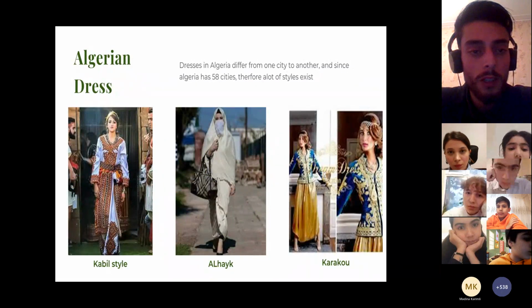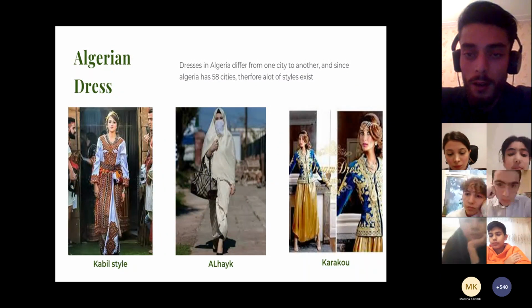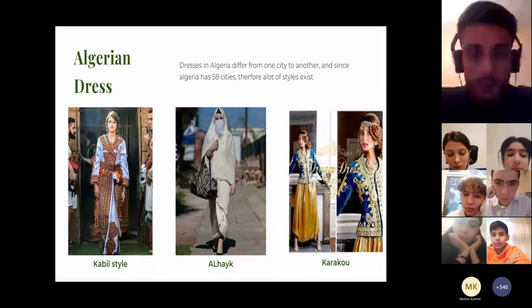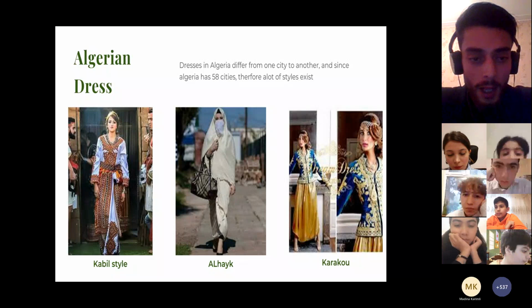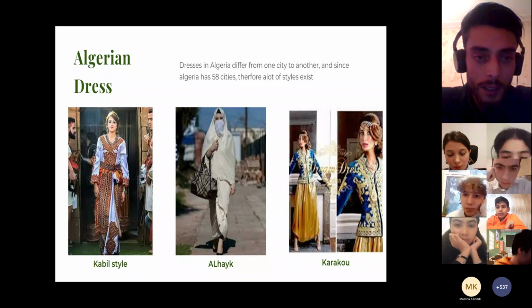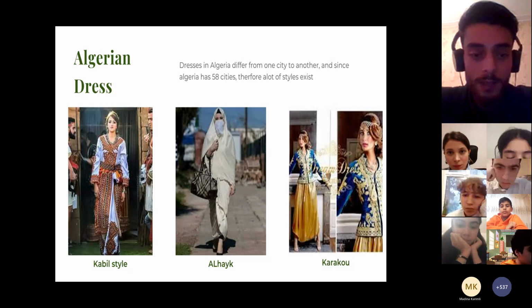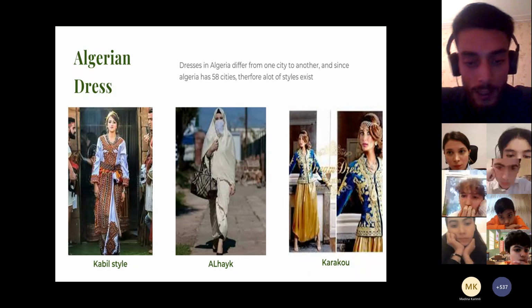Now let us move to Algerian dress. It differs from one city to another, and since Algeria, as I said, has 58 cities, therefore a lot of styles exist. Here is the Kabyle style. As I said to you, these regions speak the Tamazight dialect. They have this style on the left, called the Kabyle style.